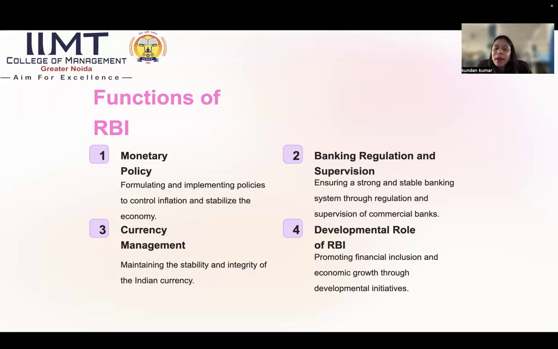It also performs as the banker and debt manager of the government. The charge of all the banking transactions of the government is with the Reserve Bank of India. The Reserve Bank of India stands responsible for holding the cash holdings of the government of India. Also, the RBI manages the public debts on behalf of the state and federal governments and offers new loans.